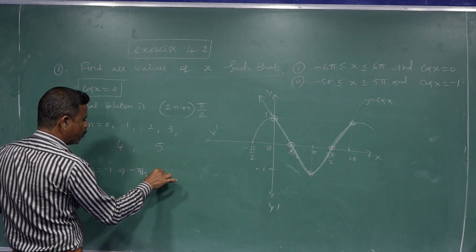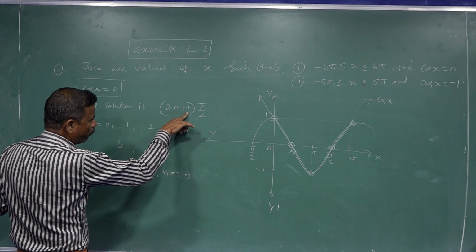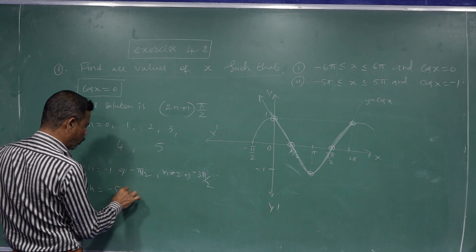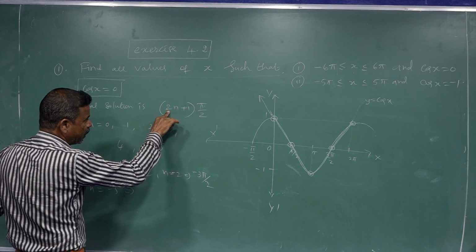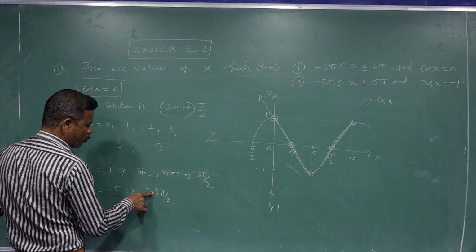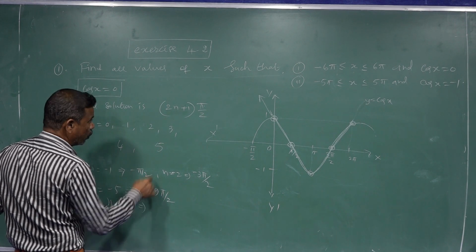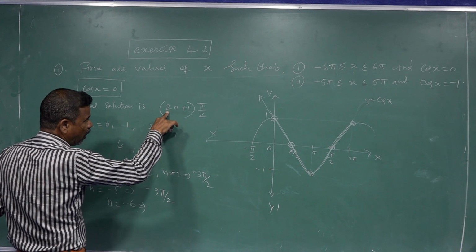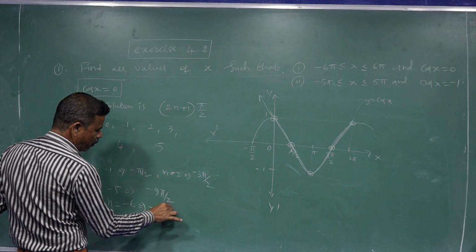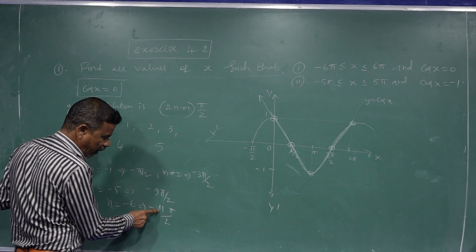Okay. n is equal to minus 2. Then minus 4, minus 3 π by 2 coming. Like this, up to n is equal to minus 5, we put minus 5 means minus 10 plus 1, minus 9 π by 2. This is also minus 4.5, but minus 6 is there. n is equal to minus 6, put minus 6, minus 12, minus 11 π by 2. This also minus 5.5.